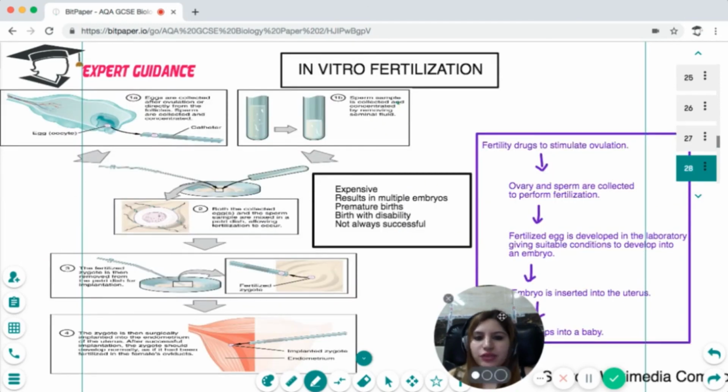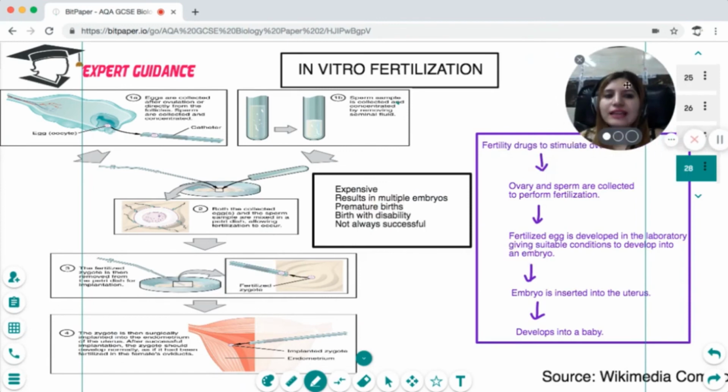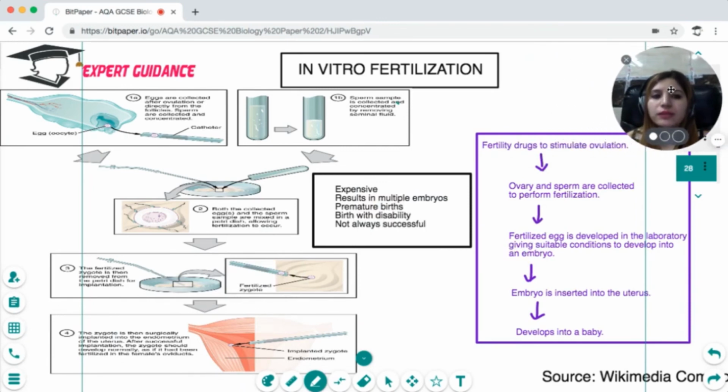Now, what is in vitro fertilization, which is very promising, and that has given babies to many of the people who do not have babies. So what do we do? We first give fertility drugs and stimulate ovulation. Then we collect the egg and the sperm, put them into a petri dish, and cause the fertilization to occur. When the fertilization has occurred, we cause the zygote to divide and develop into the embryo. The embryo is then taken and inserted surgically into the uterus lining. Okay, and then this develops into a baby.